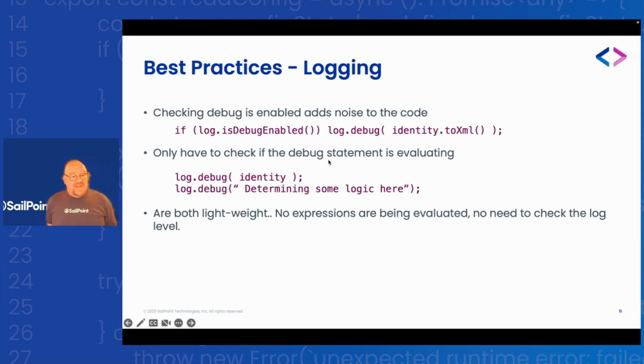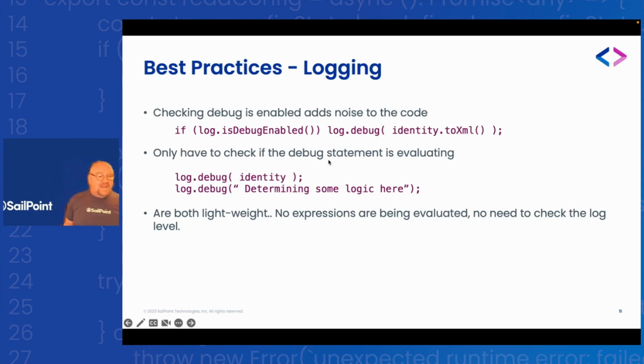So as I mentioned, checking for debug enabled does add noise to the code, but here we're seeing that I've got two statements below. The second one is quite obvious. There's nothing being evaluated. You're just passing a string. So you could just debug that out, and it doesn't really matter.